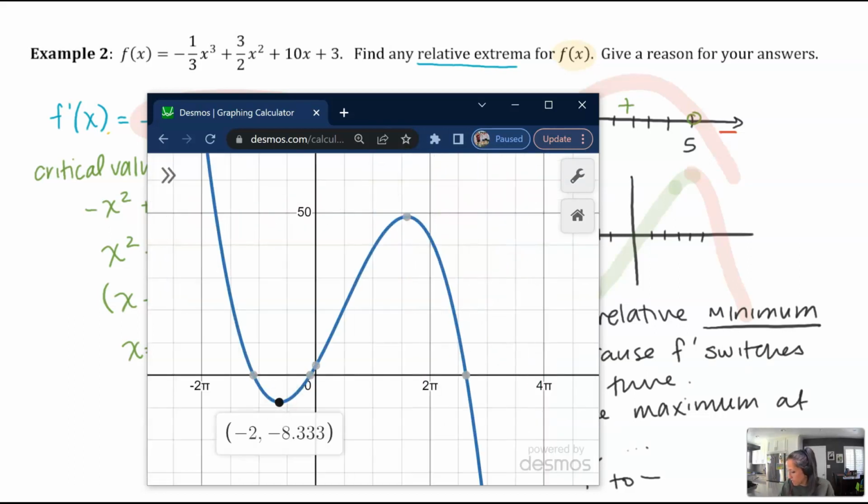We can see that the smallest point is at negative 2, and that value is negative 8.333 if we needed it. And our local maximum happens at 5 with a value of 48.833. So that was the original graph that we were looking at, and that's using the first derivative test.